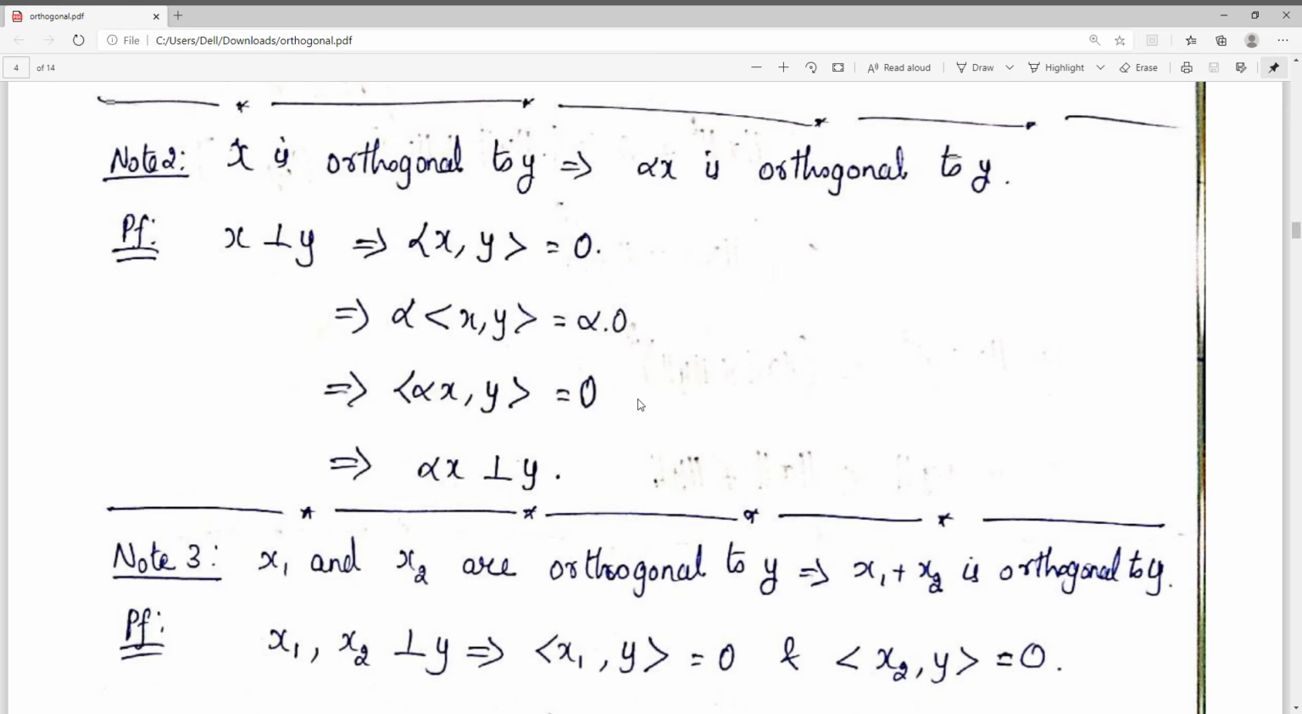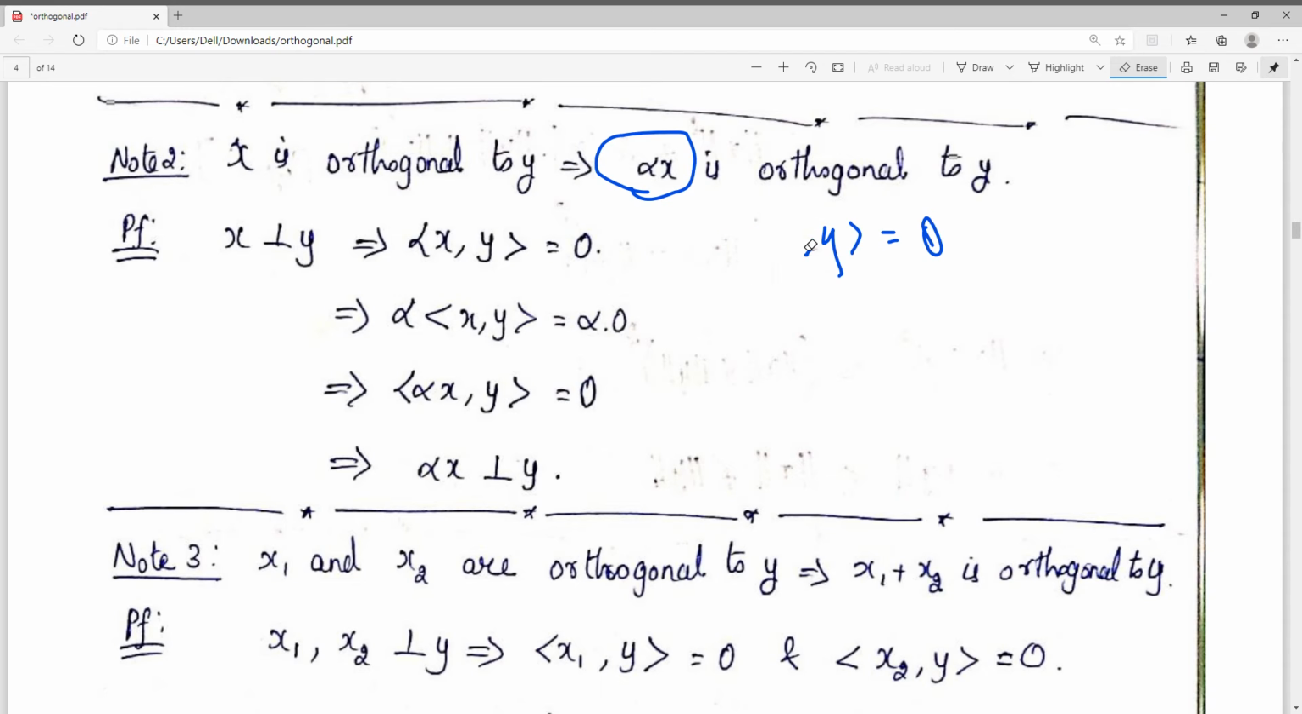Students, next we're going to see the next note. If x is orthogonal to y, then we have to prove that alpha x is orthogonal to y. So to prove alpha x orthogonal to y, we have to show that the inner product of alpha x comma y is equal to 0. This is what we are going to prove.